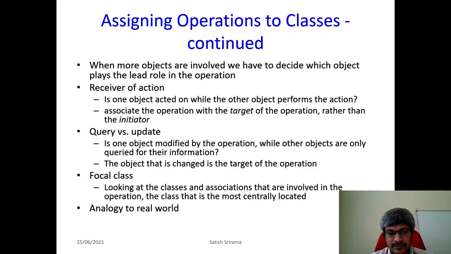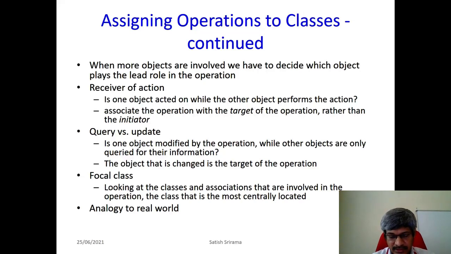Then there are also focal classes. Say there is an operation that involves a lot of classes, objects, and associations. If you look at the complete class structure formed by those classes and associations, which class is the most centrally located? If it is a star topology, which class is at the center? Then it is better to put that operation in that central class.